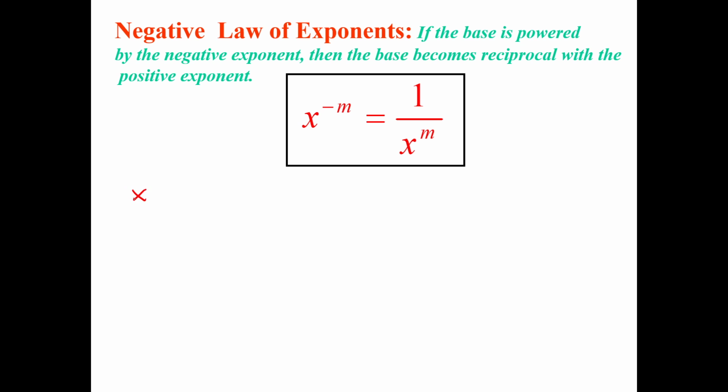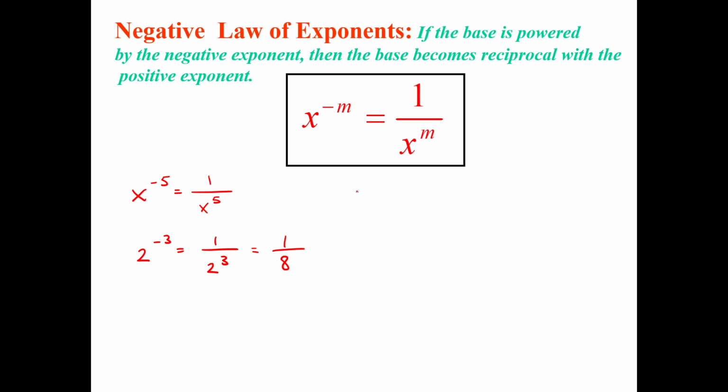If I say x to the negative 5th, what I can really do is write that as 1 over x to the positive 5th. Same thing if I have 2 to the negative 3rd, I can write that as 1 over 2 to the 3rd power, and then I know 2 to the 3rd power is 2 times 2 times 2, which is 8.